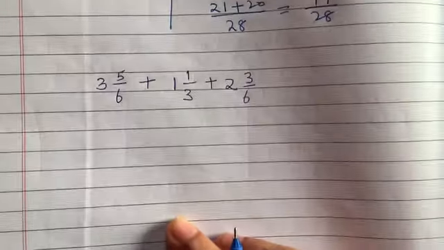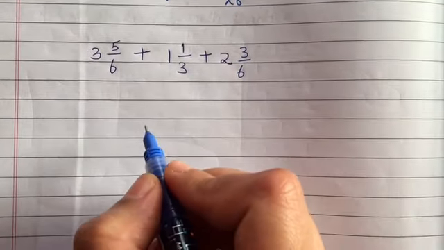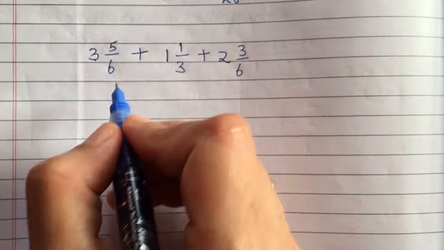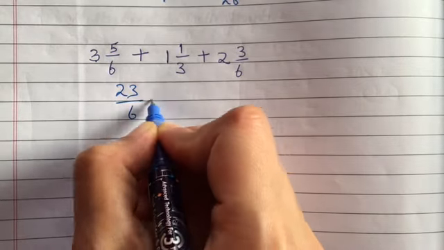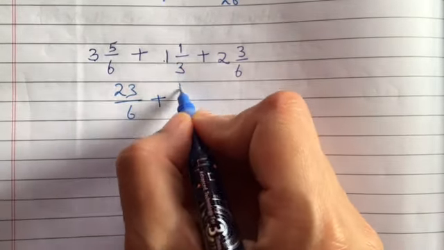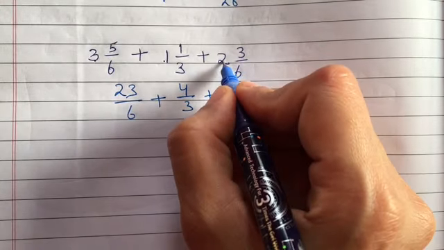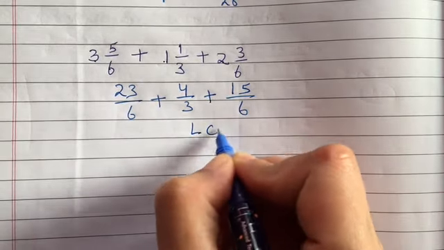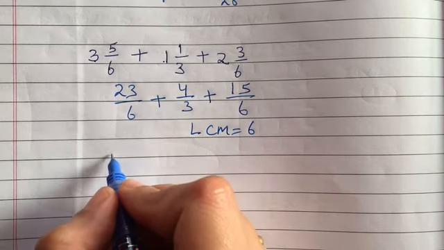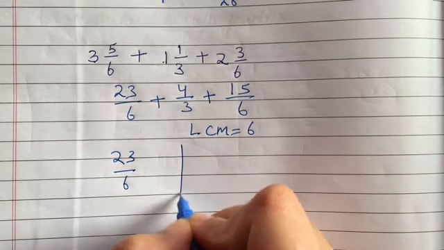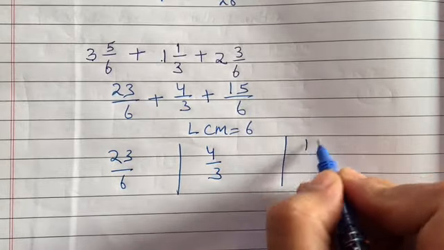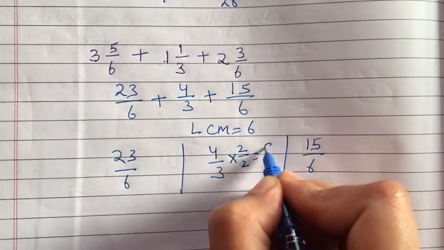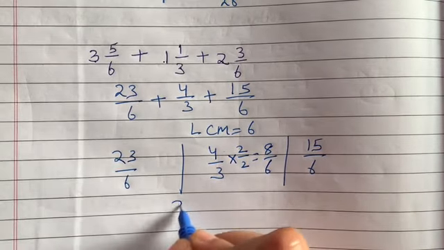So this is your addition, and for this we will have to convert into improper fraction first. 6 3 ja 18, 18 plus 5, 23 upon 6, plus 3 1 ja 3 plus 1, 4 by 3, plus 6 2 ja 12, 12 plus 3, 15 upon 6. So LCM will be 6. So 23 by 6, 4 by 3 and 15 by 6. इन दोनों का already 6 है. So we'll have to just convert it. 4 2 ja 8 by 6.